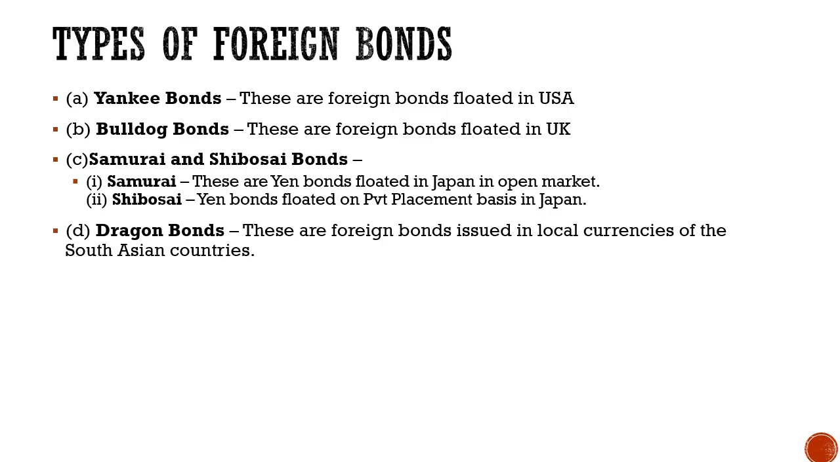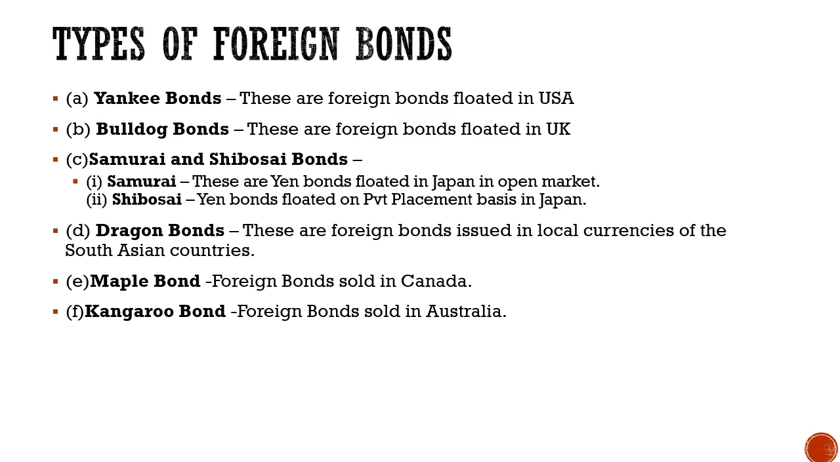Next we have the Dragon bonds. These are foreign bonds issued in local currency of the South Asian countries. Next, the Maple bonds. These are foreign bonds sold in Canada. Next, the Kangaroo bond. These are foreign bonds sold in Australia.